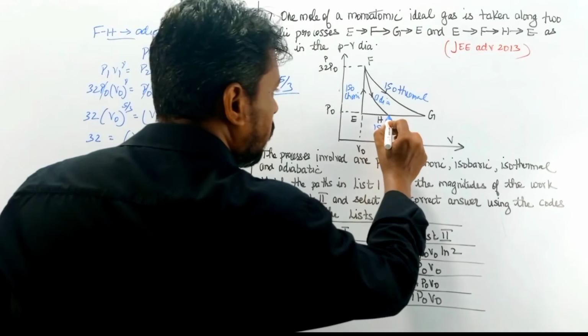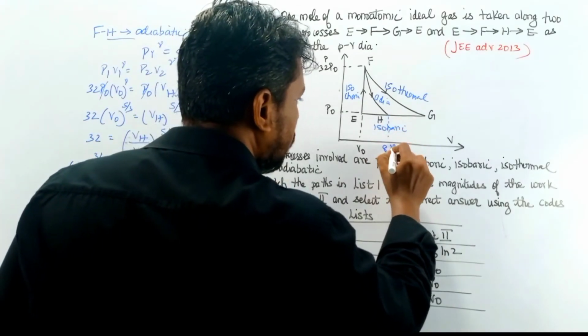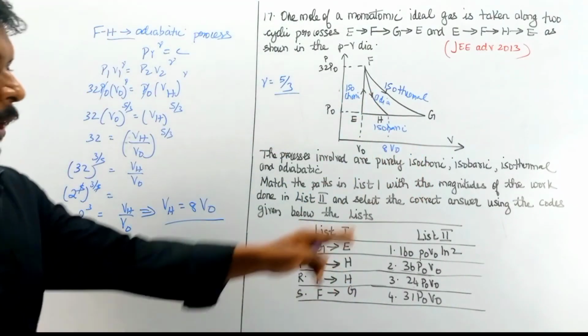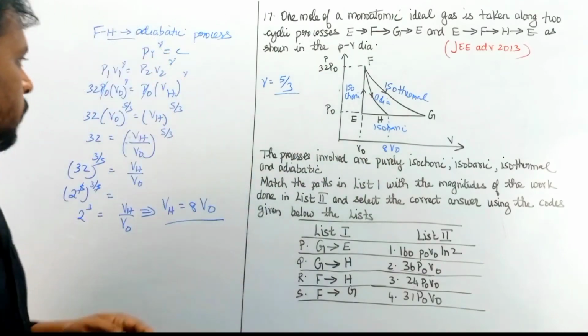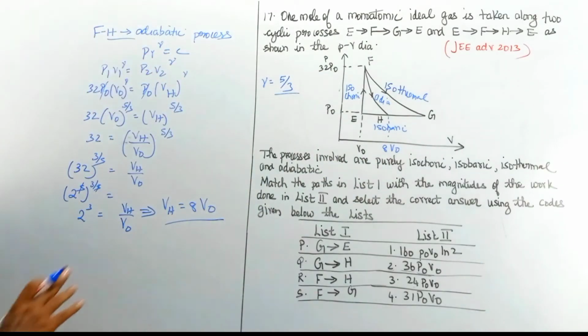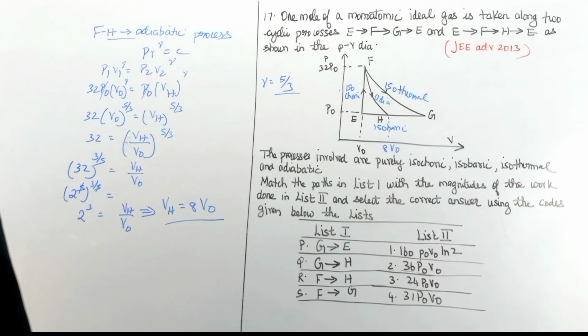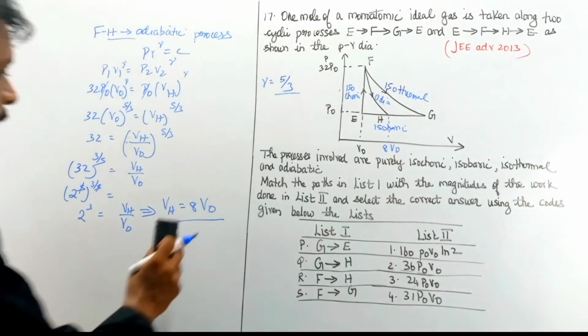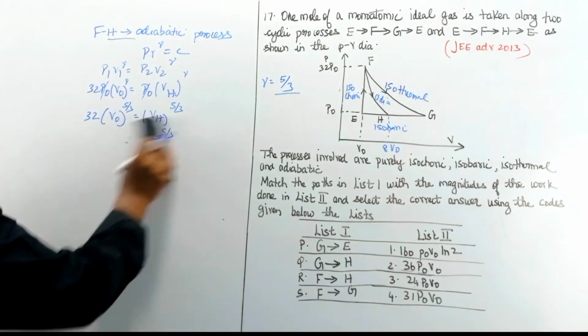So here we have got this value as 8 V0. This point has the value 8 V0. Now make a note of it. Okay, fine. Similarly, we have found VH as 8 V0.